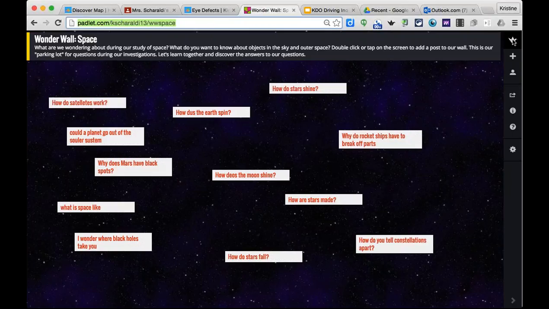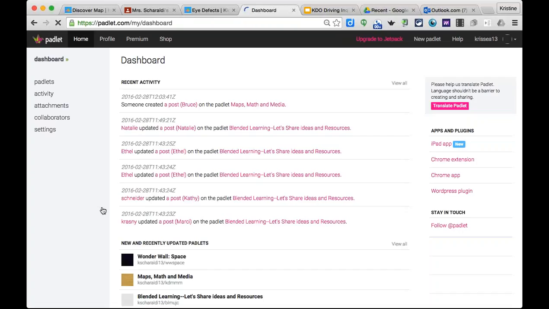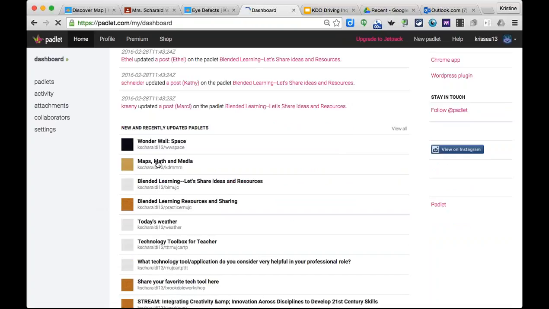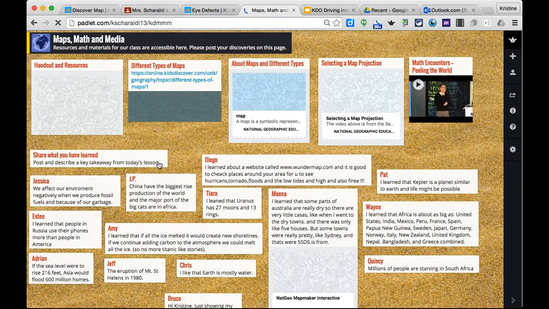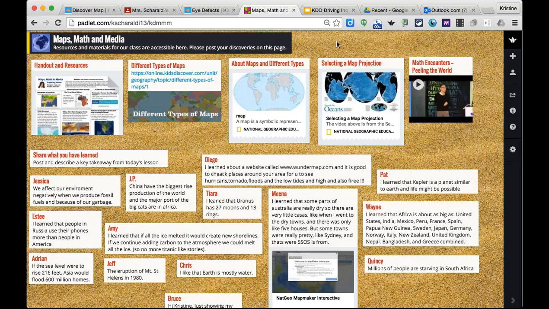I'm going to go to my Padlet homepage and access another example. This one's a little different. I'm going to click on this one called Maps, Math, and Media. And this is an activity that I did with students where I shared out resources that I had curated for them, as well as set this up so that students can give me feedback and share their discoveries with their classmates. So on this Padlet, you're going to notice some different things.